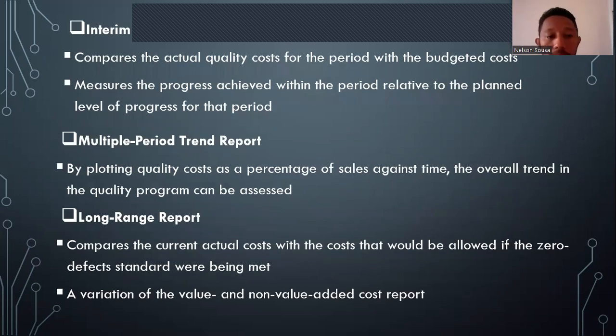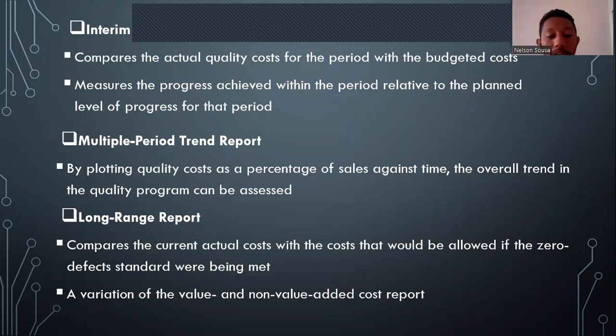In the interim standard report, there is a comparison of the actual quality cost of the period with the budget cost. The second is to measure the progress achieved within the period related to the plan, the level of progress for the period. The third is the multiple period trend report. By plotting quality cost as a percentage of sales against time, the overall trend in the quality program can be assessed.